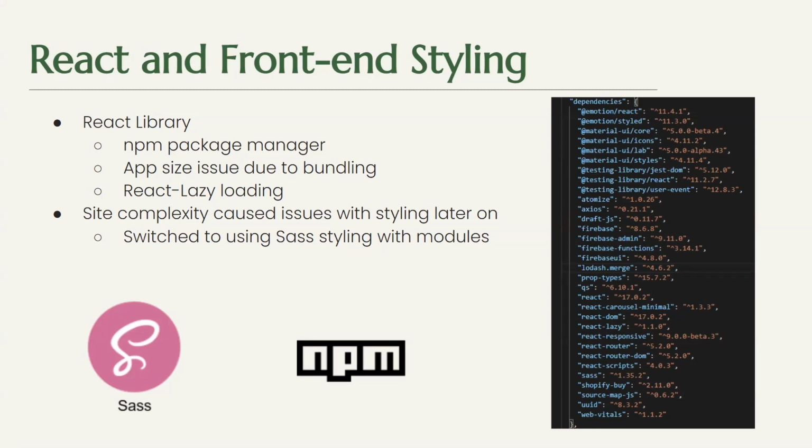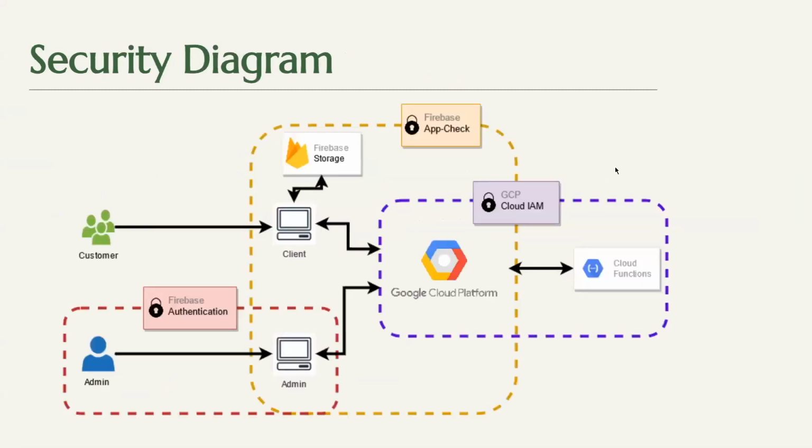And so in order to deal with that, we implemented React lazy loading to separate both the client and admin portions of the site. Another thing we found was that as site complexity increased, we ended up with naming conflicts with our styling. And so we switched over to using Sass styling with modules, which auto-generates names to help deal with the naming conflicts. Here's the overall security diagram of our website.